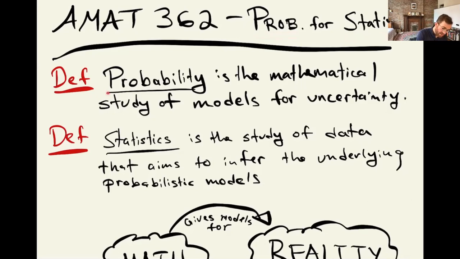I think of probability as the mathematical study of models for uncertainty, meaning you have total control over what the model is. You need to specify it, you can define it, and you can define what its properties are. On the flip side of it, we have statistics. And statistics means that we study data out in the real world. And then we try to reverse engineer what was the underlying probabilistic model that generated that data.